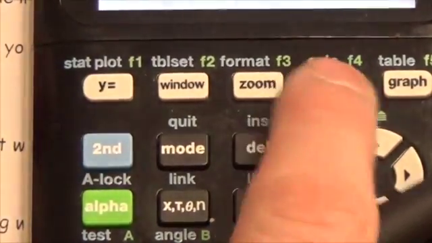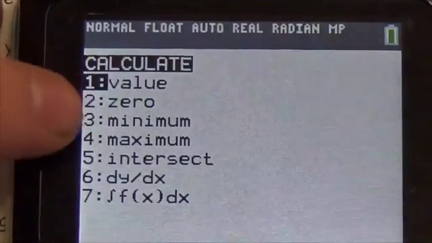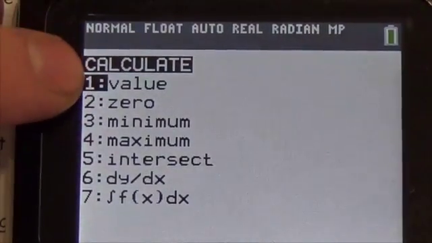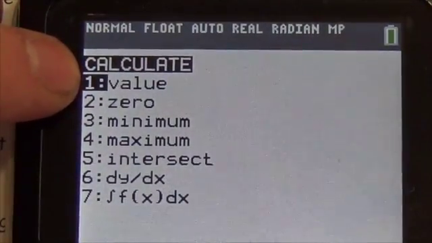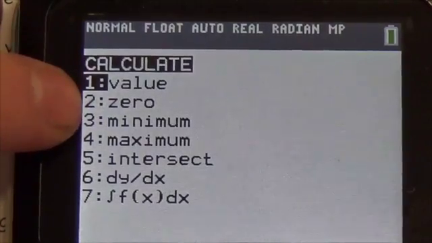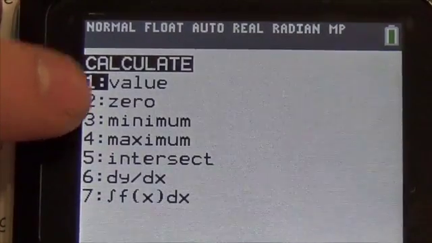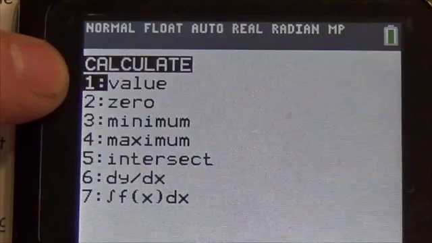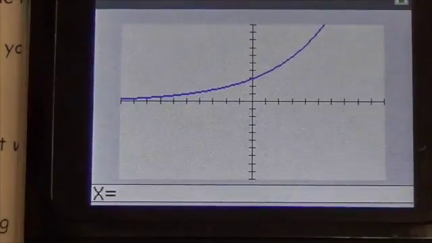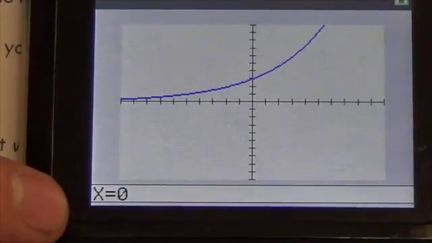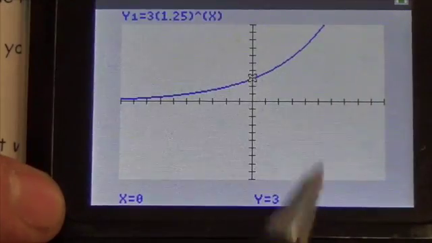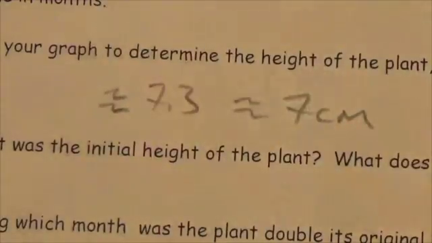Press second, trace to get in the calc menu. Not 0. At the y-intercept, you know what the value of x is. The zero function here is looking for x-intercepts. We're looking for the y-intercept. So again, x equals 0, and there's my value, 3 here.